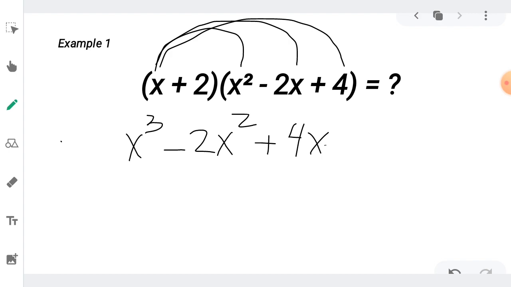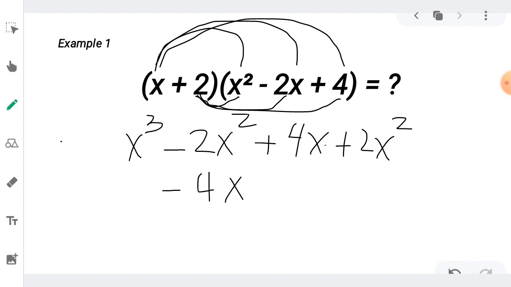Next, after distributing the first term in the binomial to the trinomial, next is the second term. So 2 times x squared is positive 2x squared. Next is 2 times negative 2x is negative 4x. And then last step is positive 2 times positive 4 is equal to 8.